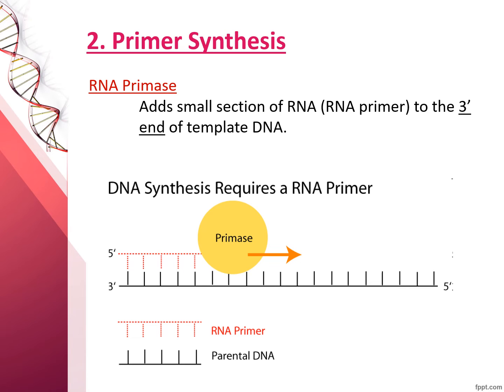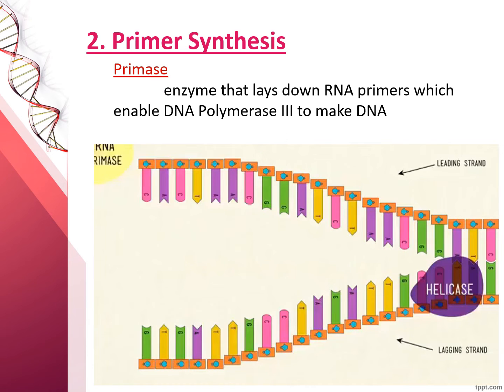Step 2 is primer synthesis. A primer must be synthesized by an enzyme called primase, which is a type of RNA polymerase, before DNA replication can occur. The synthesis of a primer is necessary because the enzymes that synthesize DNA, which are called DNA polymerases, can only attach new DNA nucleotides to an existing strand of nucleotides. Primase is an enzyme that lays down RNA primers which enable DNA polymerase III to make DNA.